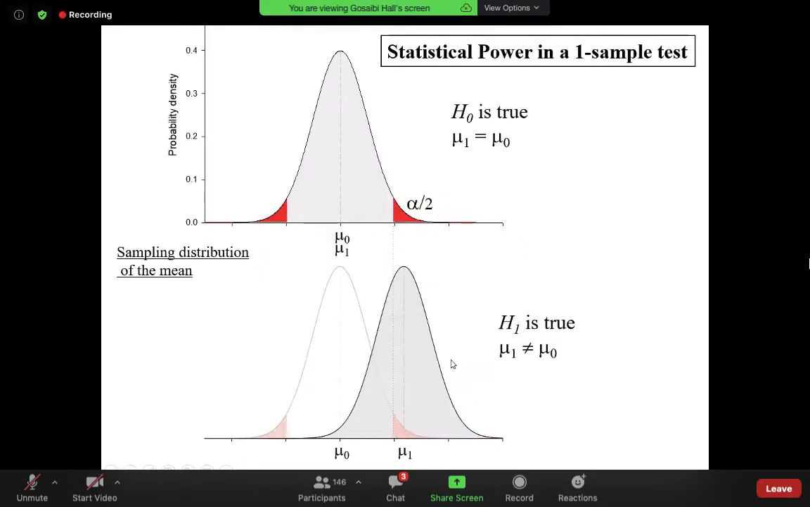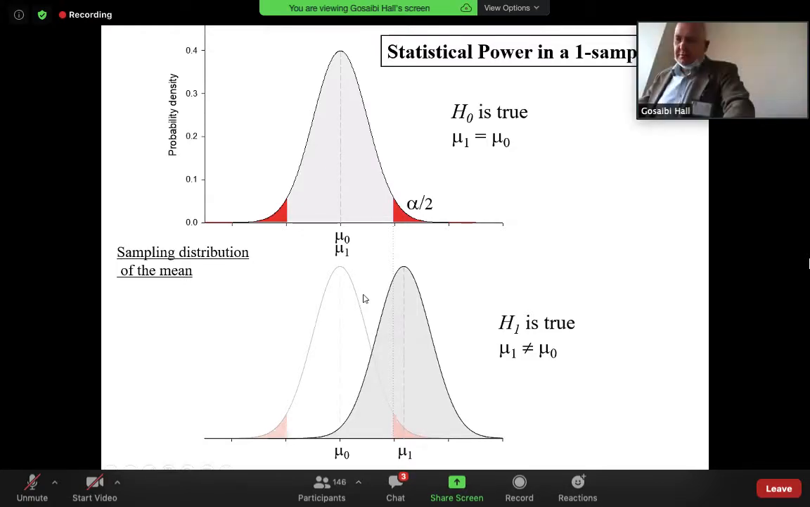Okay, so you can see there's this ghost of the null hypothesis here. It keeps coming back, this thing. Okay, then I can't see that. All right, that's better.